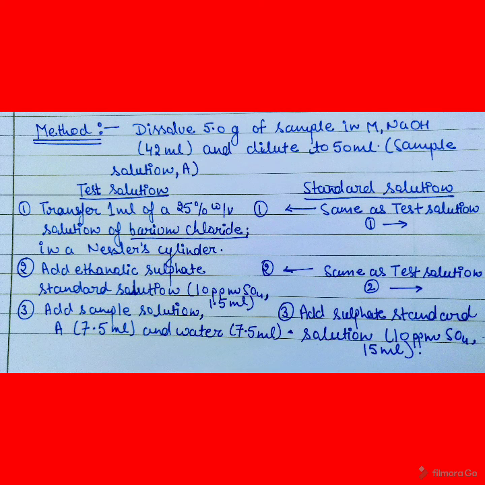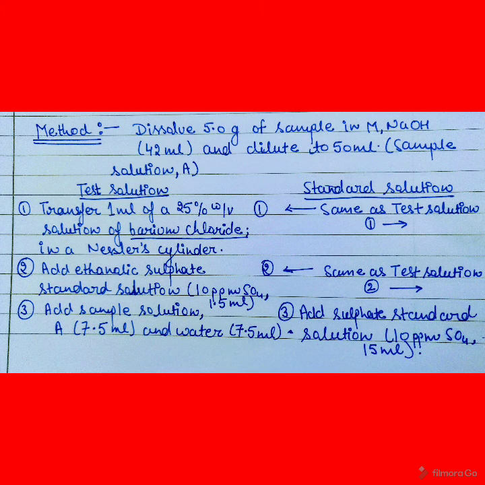Now students, we will make the test solution preparation and the standard solution preparation for the sulfates. First we have to prepare sample solution A by dissolving 5 gram of the sample in 42 ml of 1 molar NaOH and diluting this solution up to 50 ml with water. This is known as sample solution A. This sample solution A is used in the preparation of the test solution.